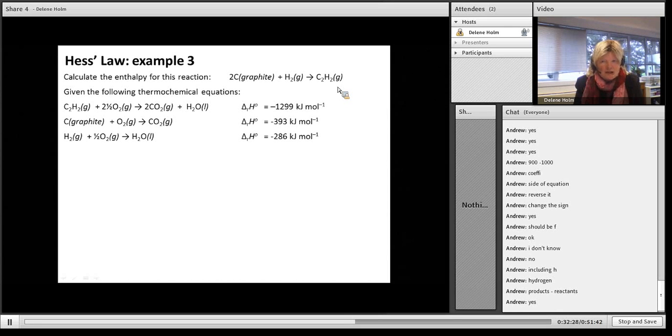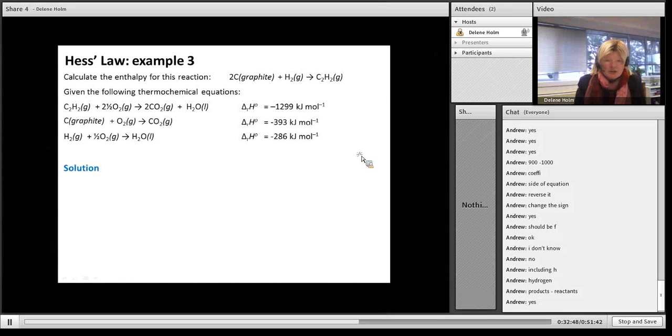Remember, you can recognize a formation. Yep, it is. If it is only one substance on the right hand side and the stoichiometry is 1, or the coefficient is 1, and the left hand side is only elements in its standard states, then you know this is a formation. So you could do this the long way or the short way.